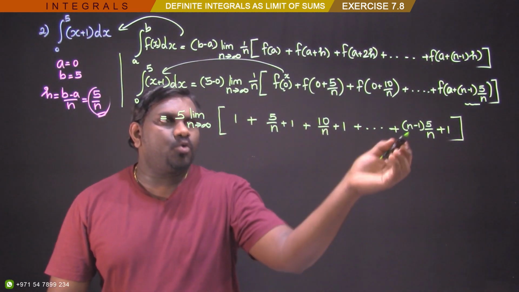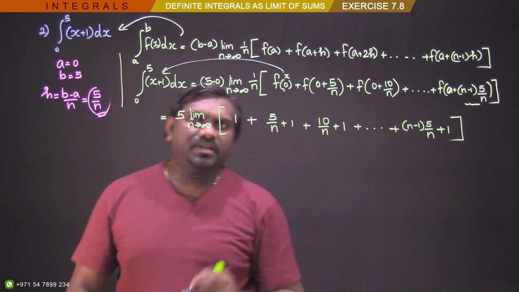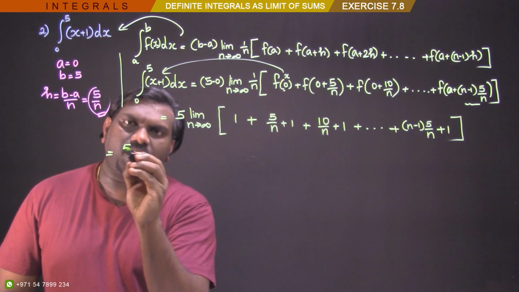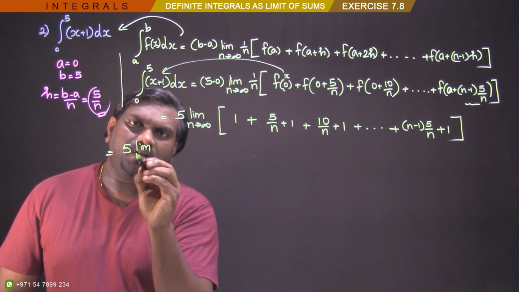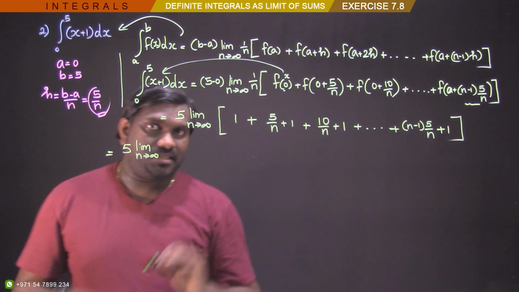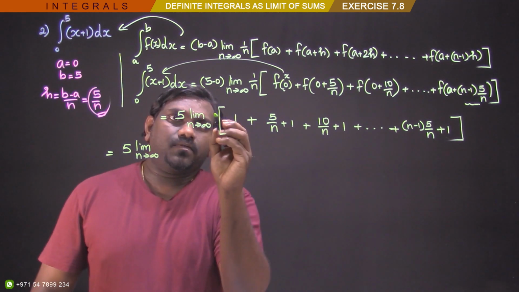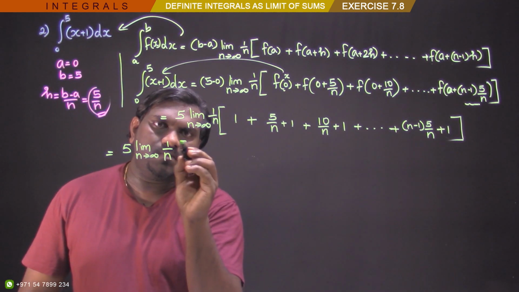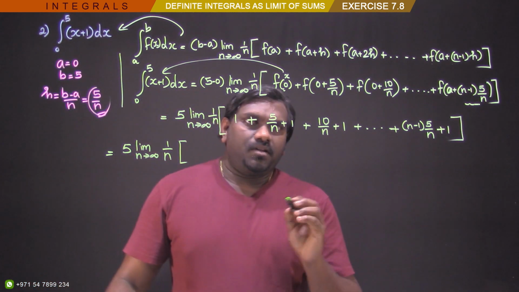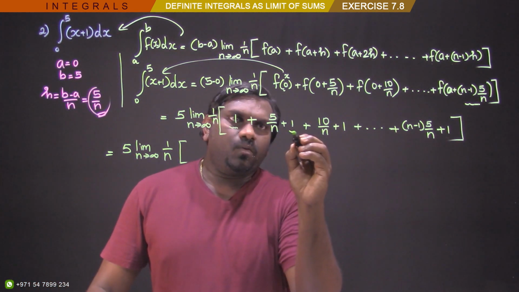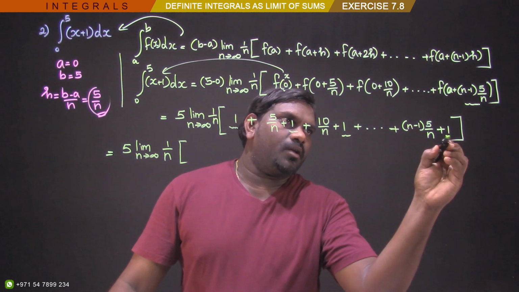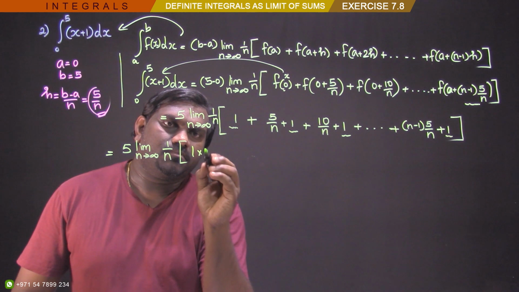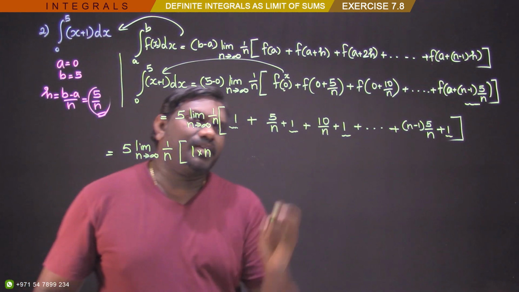So substitute each of these one by one. Then what I'm getting after this is 5, then limit n tending to infinity, dear. I just forgot 1 by n here. You have 1 by n, then now can you see 1, 1, 1, 1 and 1 repeating? How many times? N times. So 1 into n. Okay, simply to make you understand.